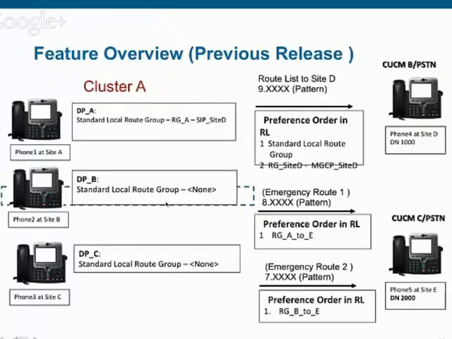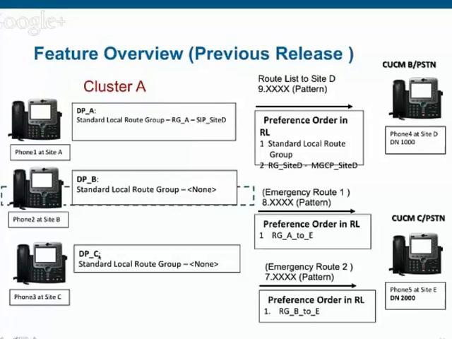So this is how it is used. This is a good example. Let's discuss this example for a while. If you see, device pool A for phone A has standard local route group, which has route group A to SIP site D, and that's actually the name of the route group.